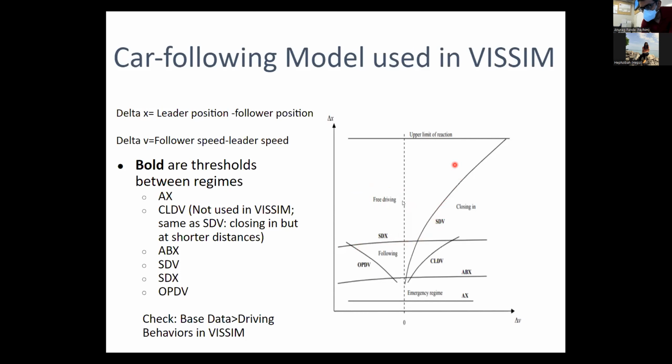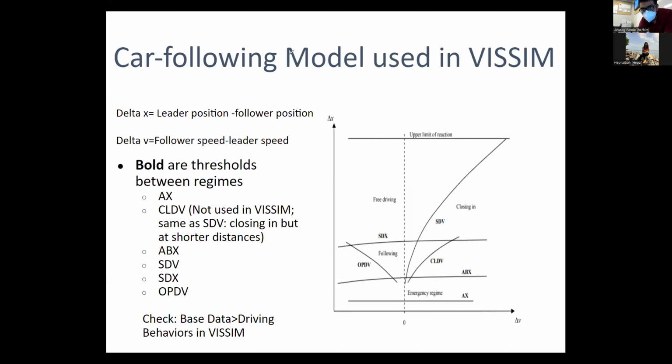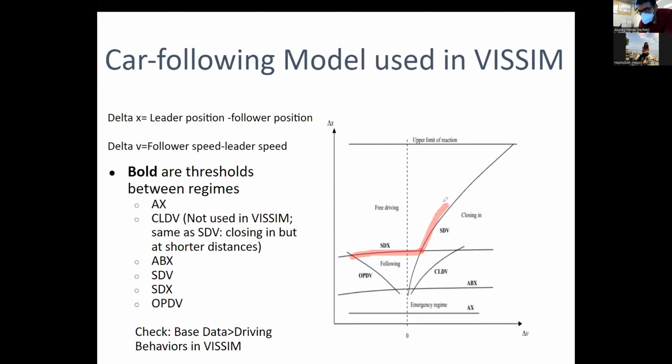So if you're that far away from the leader and your speed differential looks to the left of this, then you are in that free driving regime. So if I try to sort of draw something out, if you are in this region right here, this whole highlight, that means you're in free drive.